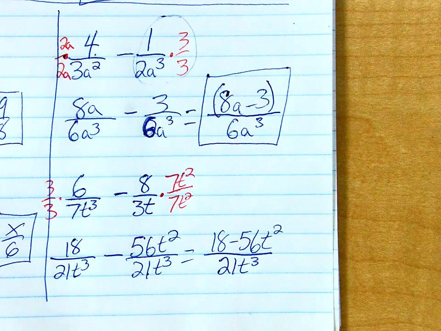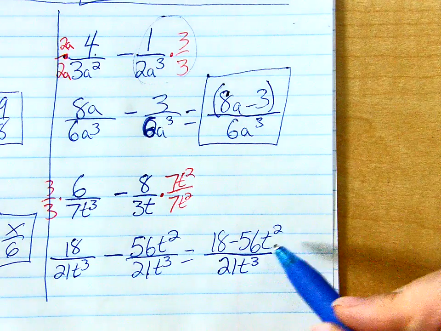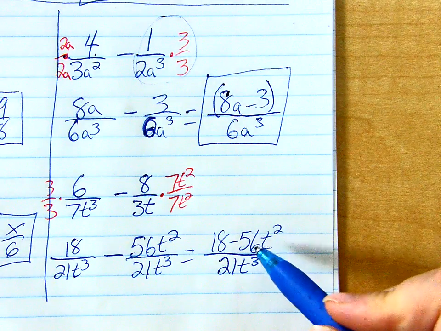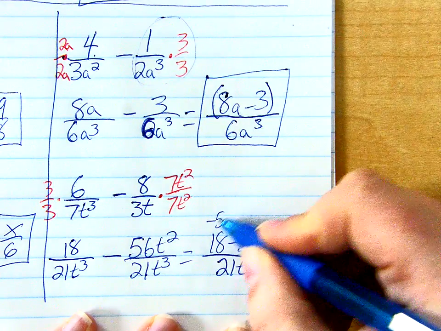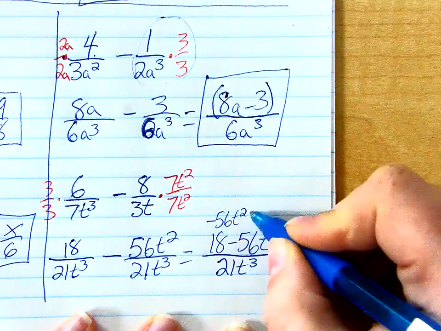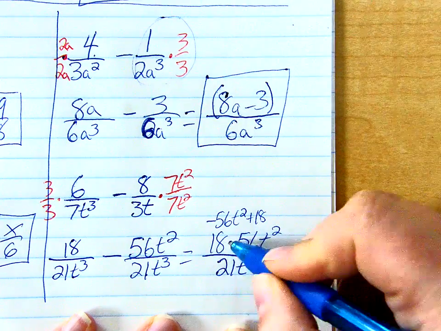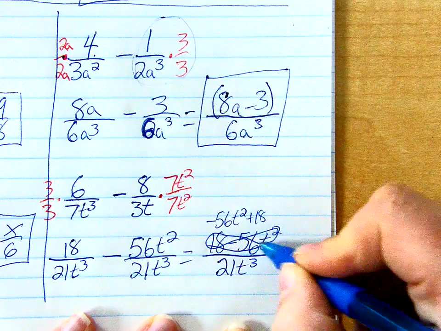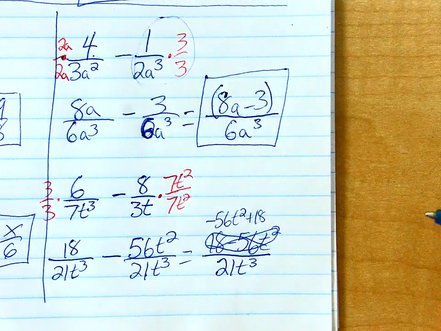Now, before we call it a day, shouldn't you do negative 56t squared plus 18 over 21t to the third? I prefer it that way too. I want this to be in standard form. So Alec is saying let's switch these two. Let's write it as negative 56t squared plus 18. Aren't they equivalent? Yeah, I like having the t squared first too, but even more than that, now I can factor something out of this. 2.